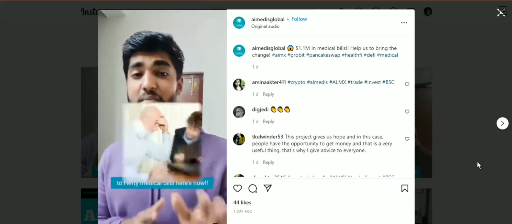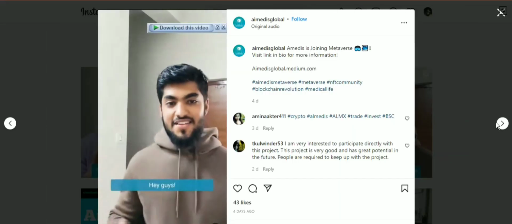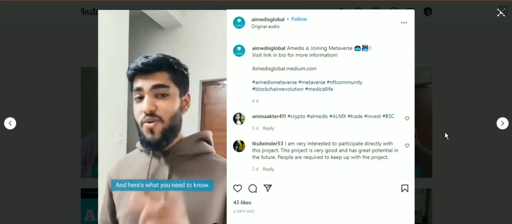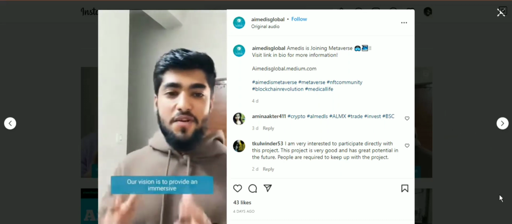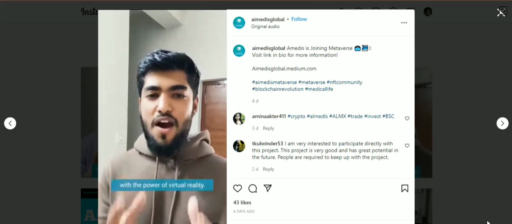Presenting the first healthcare platform with integrated medical and scientific NFT marketplace in combination with a DeFi governance, social payment, and utility token for the best output of your crypto wallet, which is Aimedis.